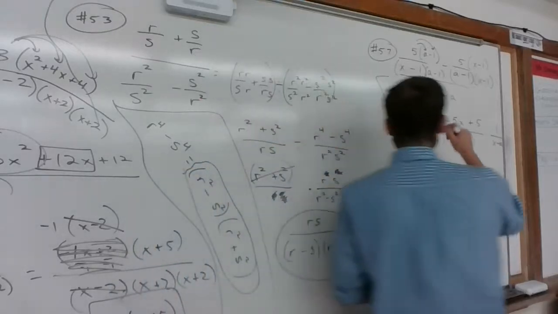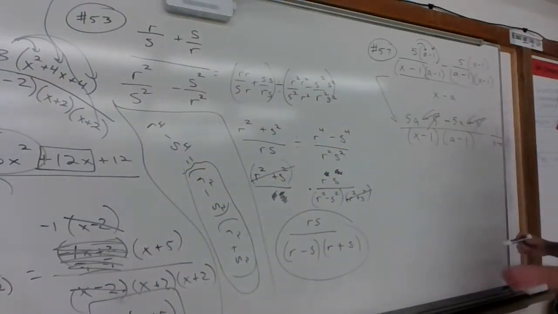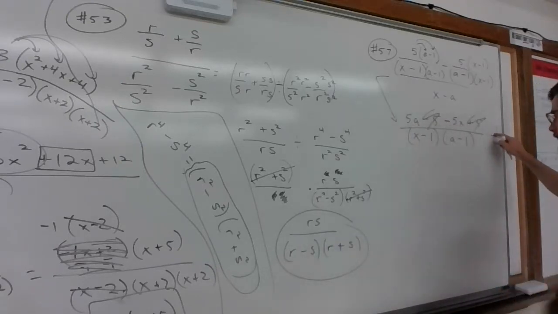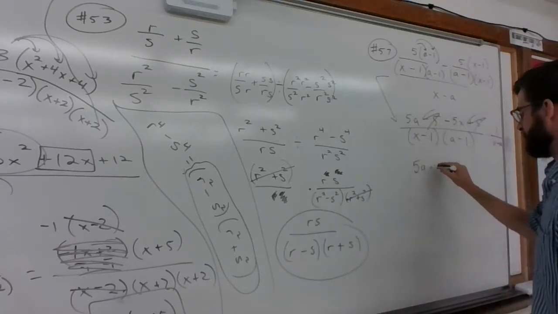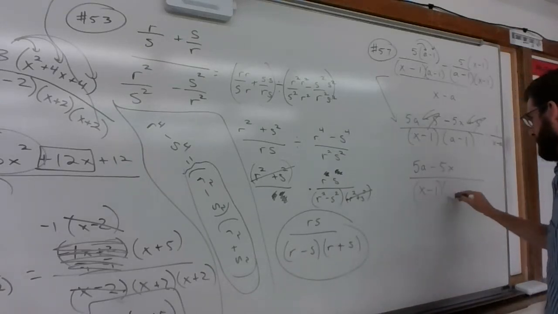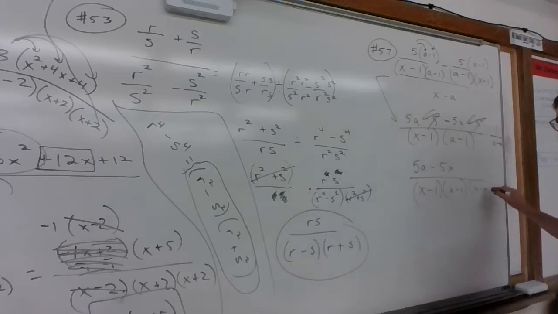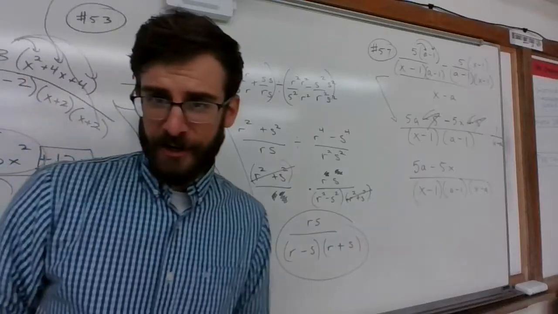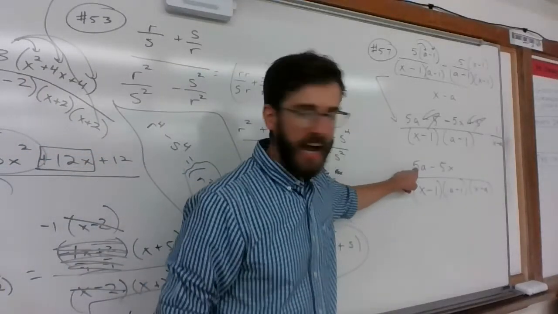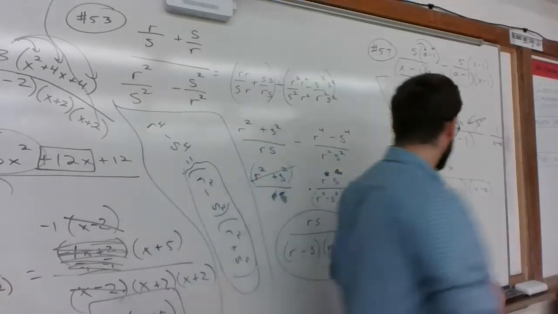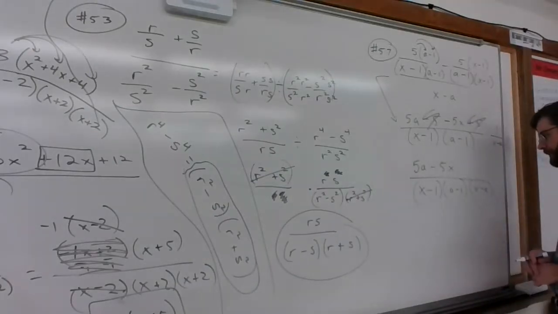So when we look further, negative 5 plus 5 is 0. Then you've got 5a minus 5x times 1. Well, that's going to be 5a minus 5x, all over x minus 1, a minus 1, x minus a. Now, did you catch what they're doing here? They've got a 5 here and a 5 here, but they also have the structure of a minus x, which is the opposite of x minus a.